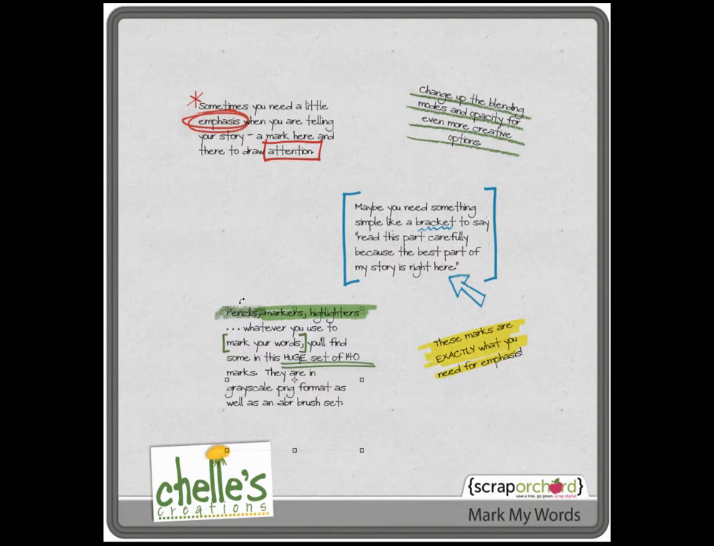This one here is pencil, and this one's markers and highlighters. There's 140 different ways that you can use these marks. So now let's go in and see how this works on a layout.